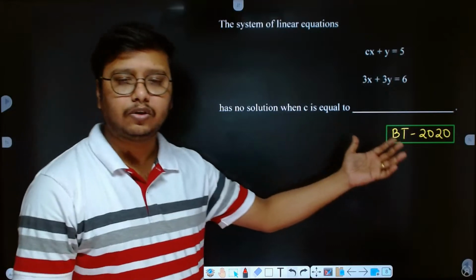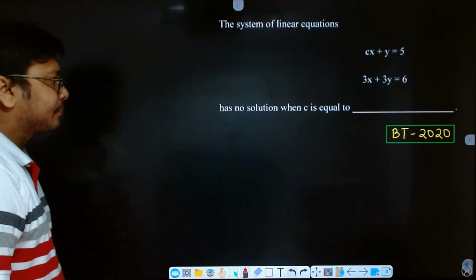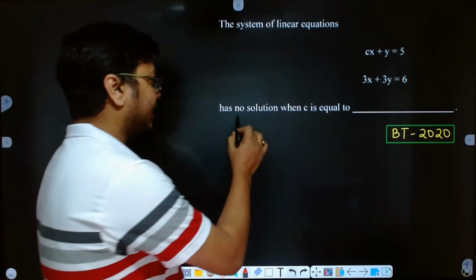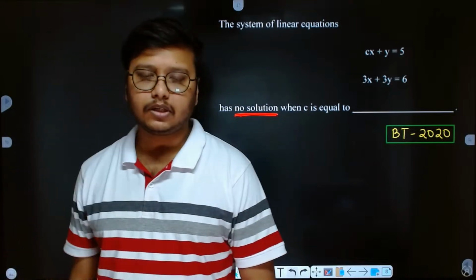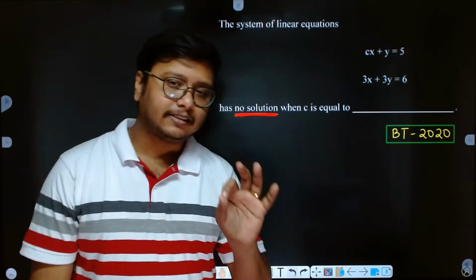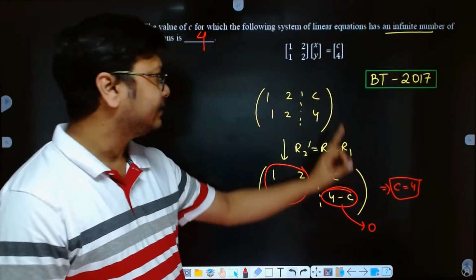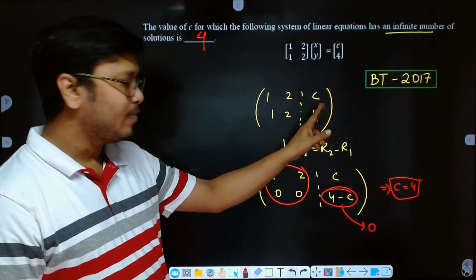Do this one. This is also a very easy question. The system of equations has no solution. Okay, so here the condition is no solution. What value of C will give no solution? Now see, let's take a basic example, a basic difference over here. Here the C was in the augment part.